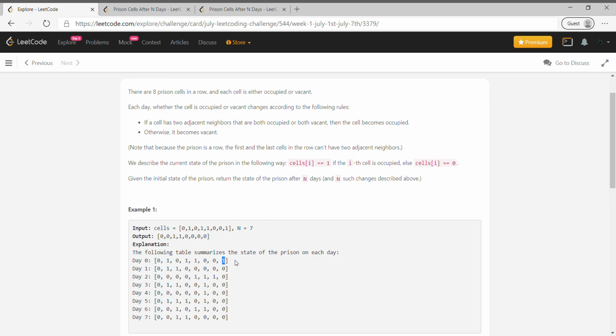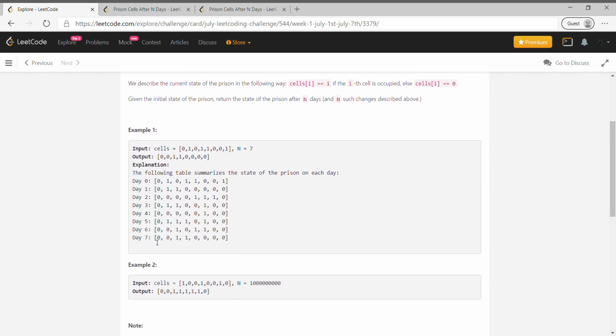So for the first cell, we can ignore the left, and for the last cell, we can ignore the right neighbor. But for all the other cells in the given array, we just need to check their adjacent neighbors and see what will be the next state of that particular cell on the next day, and then we iterate the same logic for n number of days, and then simply return that cells array in the end as an output.